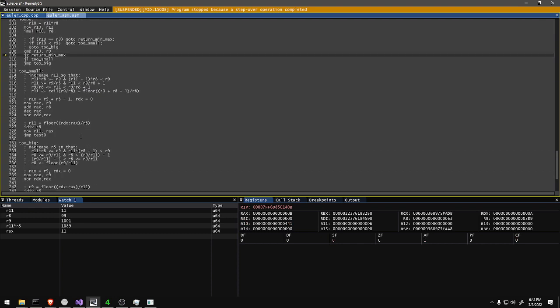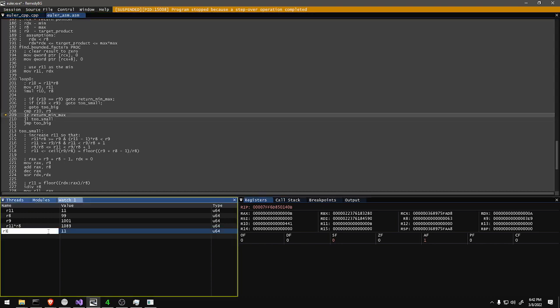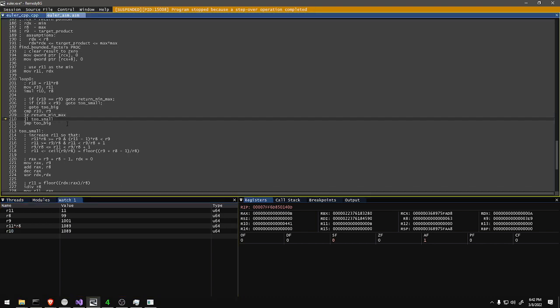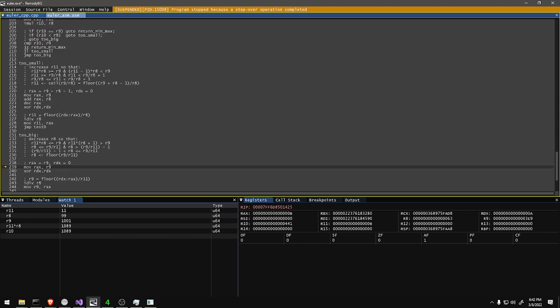Compare. And let's see, R10 is our product. So R10 right now is this. Yeah, okay. So R10 is 1089. It's too big this time. We jumped to too big. And we knew we would jump to too big, and that's the interesting part.